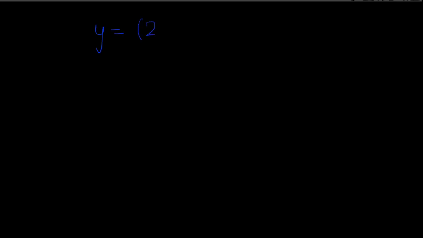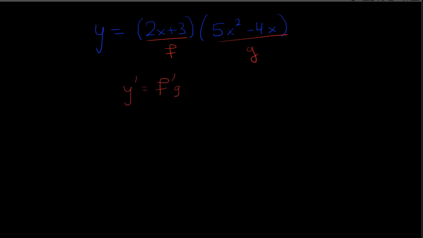y equals (2x plus 3) times (5x squared minus 4x). 2x plus 3 will be f. 5x squared minus 4x will be g. So y prime is f prime g plus g prime f.